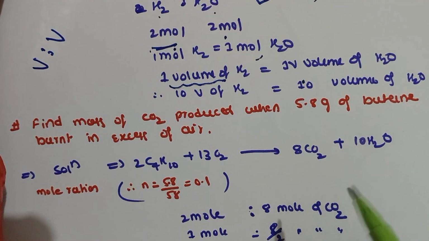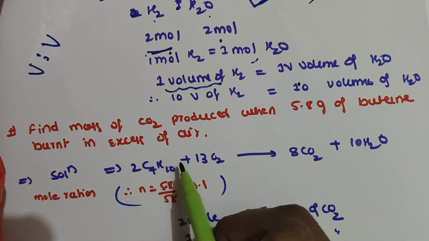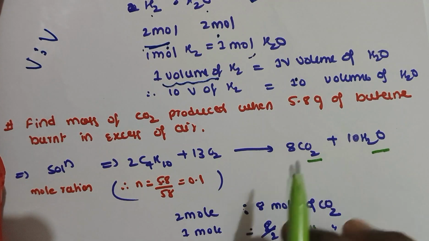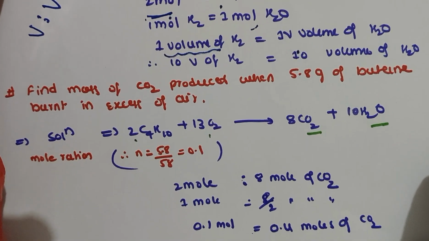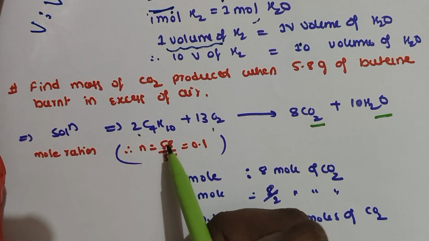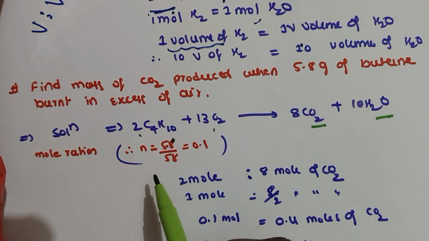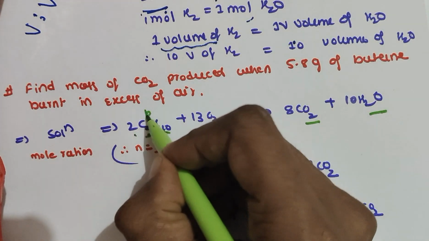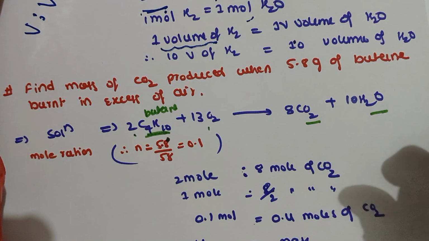What is the first point? First we have to write the balanced chemical equation. Again, this is a combustion reaction. Products are CO2 and H2O. By balancing the equation, we get 2, 13, 8 and 10. This is another method. First we calculate the moles of C4H10, sorry, this is butane, the moles of butane. Afterwards we start our calculation.